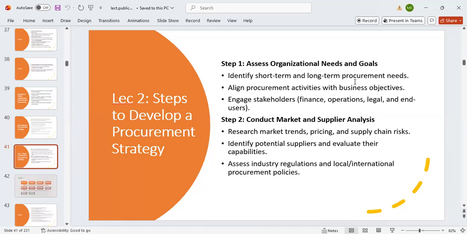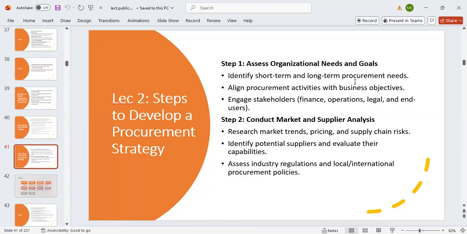You must also align your procurement activity with the overall business strategy of the organization. Specifically in the public sector, a specific unit. Maybe if you work at the Ministry of Health or Ministry of Local Government or Foreign Affairs, what is the objective of that ministry? So everything that you want to do must be in line with that.